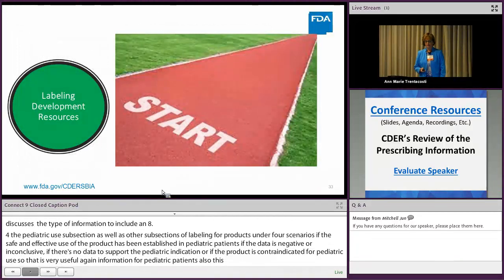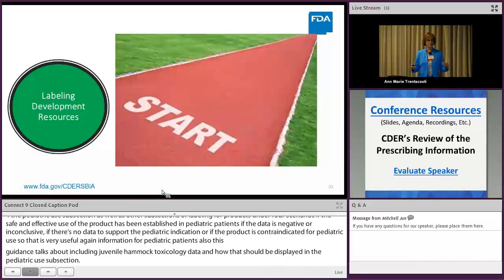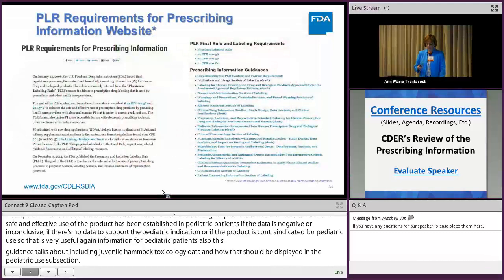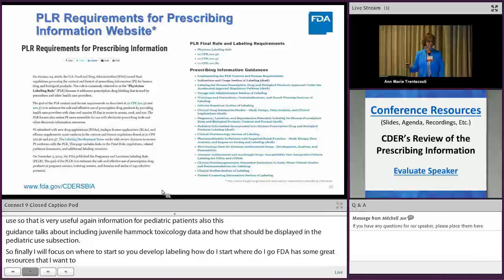So finally, I'm going to focus on where to start. So you're developing labeling. How do I start? Where do I go? Well, FDA has some great resources that I want to alert you to. One of the most important resources I want to mention is the PLR Requirements for Prescribing Information website. This is everything you always want to know about labeling, but were afraid to ask, in one area. It's got everything, most everything.